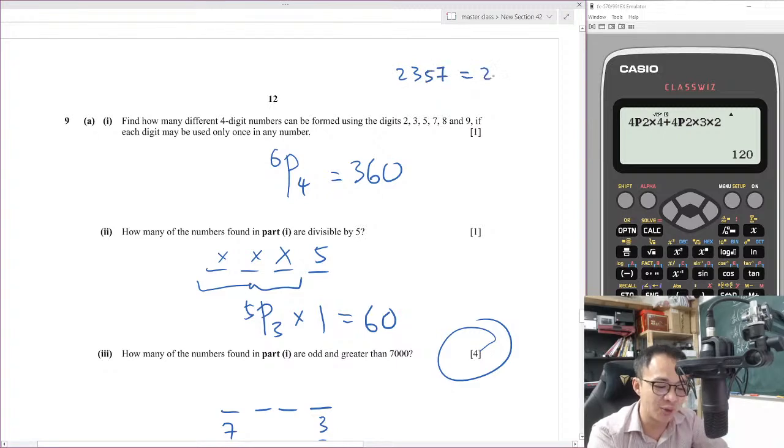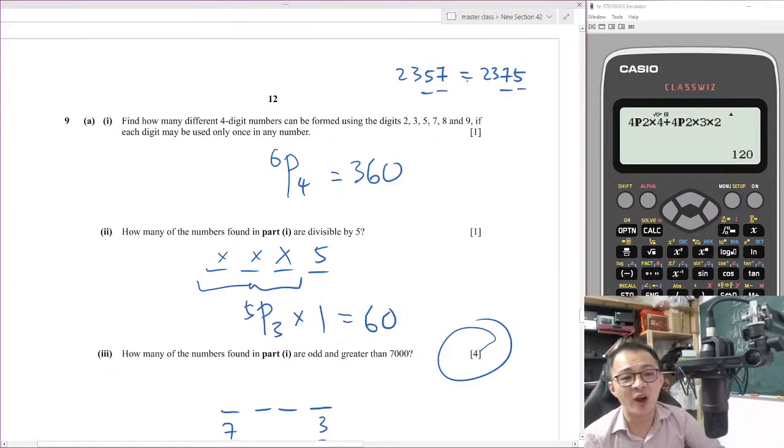Unless you tell me 2357 is equal to 2375. You see, I'm using the same digits, but I just swap the places of 7 and 5. Both of them will have different values, right? If you think both of these numbers are the same, then you can use C. But if both of these numbers are not the same, then you have to use P, because in this case, arrangement matters. So that means you have to use permutation.